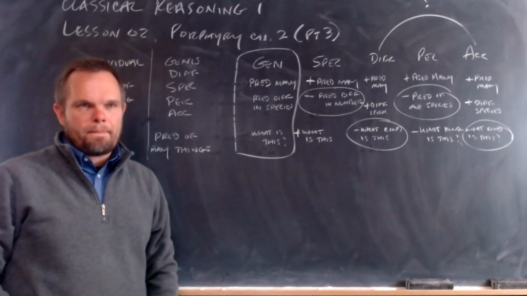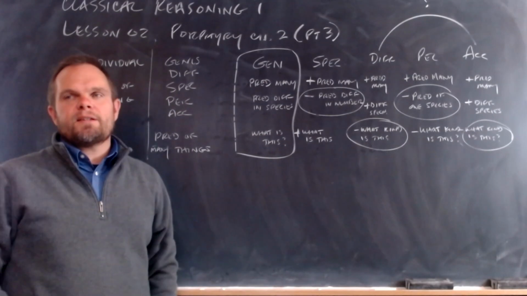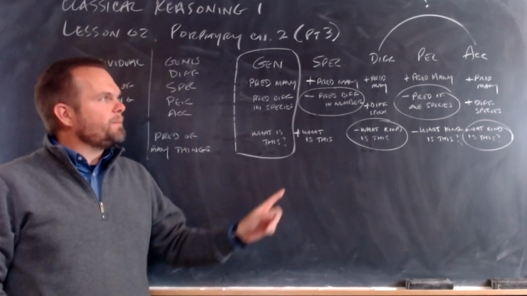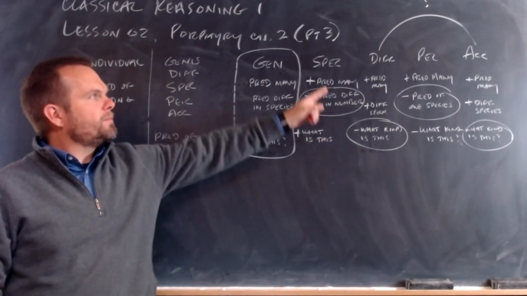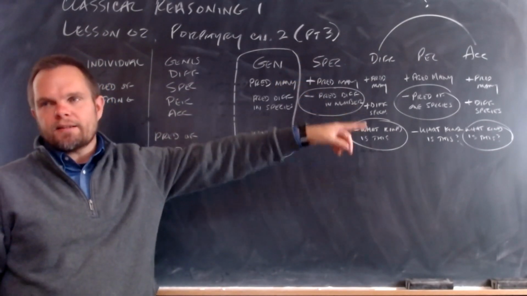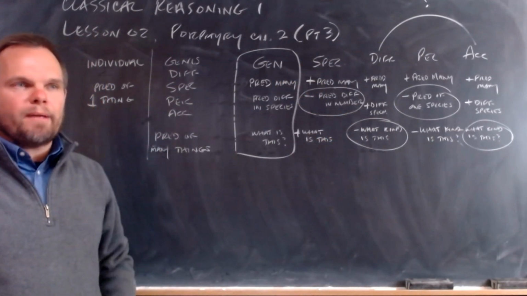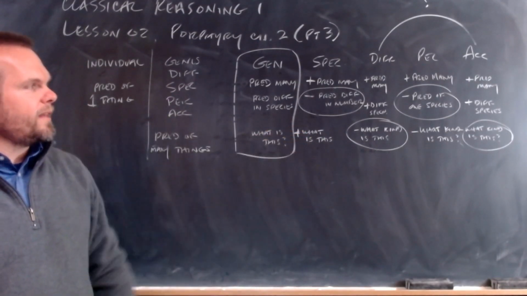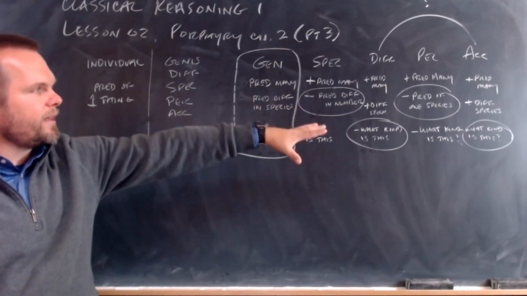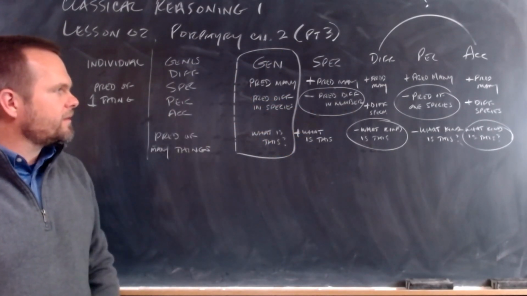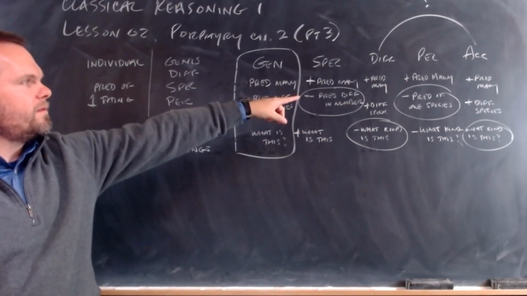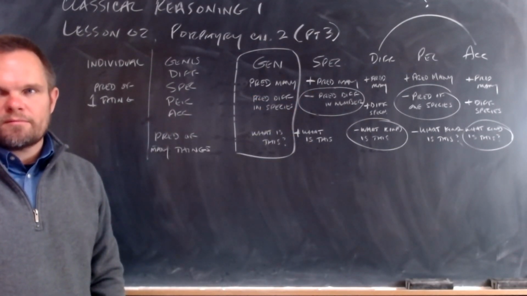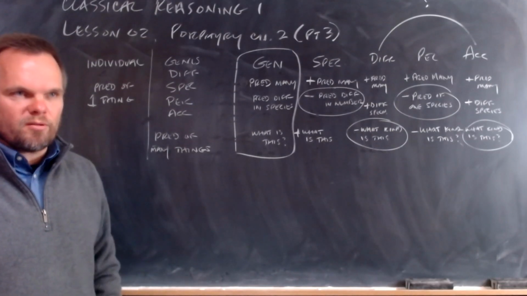Okay? What this tells us is we have more work to do. We've got to get deeper into the comparison between difference and accident and figure out what makes them different from each other. Because we haven't figured that out. We've explained how they're different from genus, but we haven't explained yet how they differ from each other. So we've got something else to do.